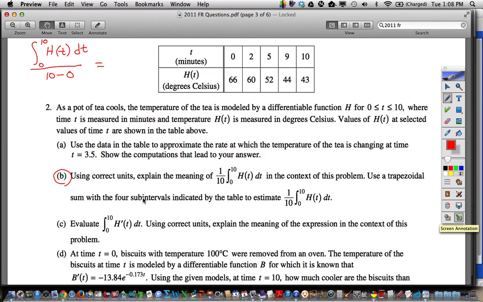And again, plot those points. Make yourself a quick little graph if that'll help you. But you should write out, when it says use a trapezoidal sum, it's expecting you to write out your 4 trapezoid areas. Okay? Go ahead and give that a try. I'll give you a little more time on this one.